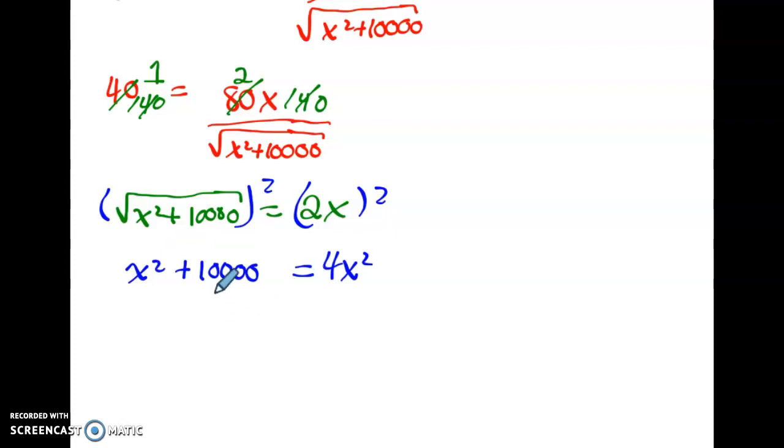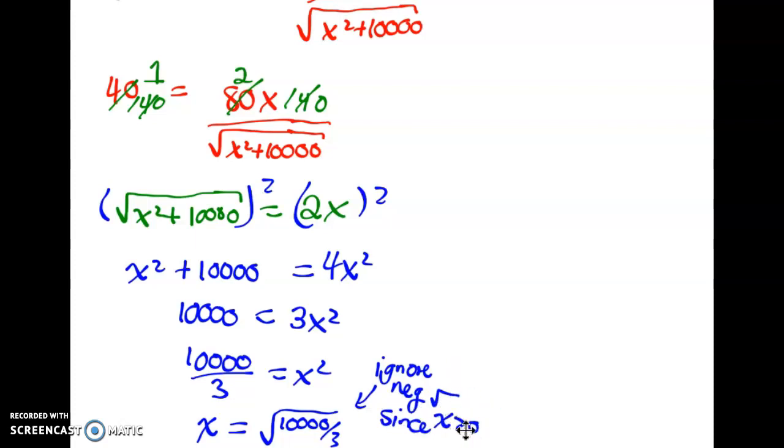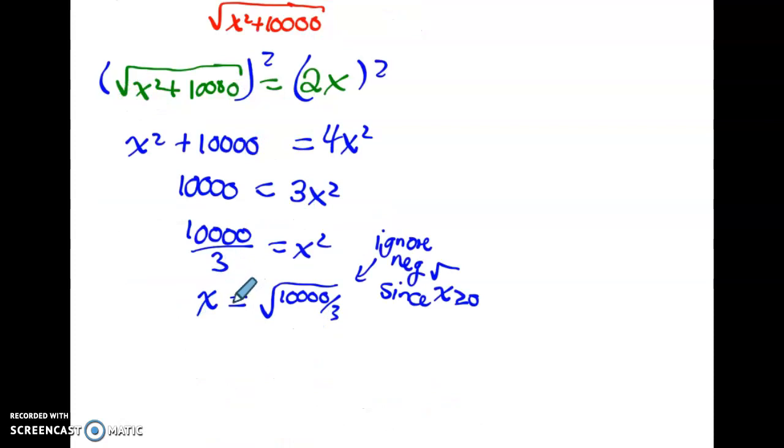Okay. Now I'm going to isolate x. So I'm going to move all the x's to one side. Again, divide both sides by 3. And then I'm going to square root. And once again, we will ignore the negative root since x has to be greater than or equal to 0. So we've successfully found the x.